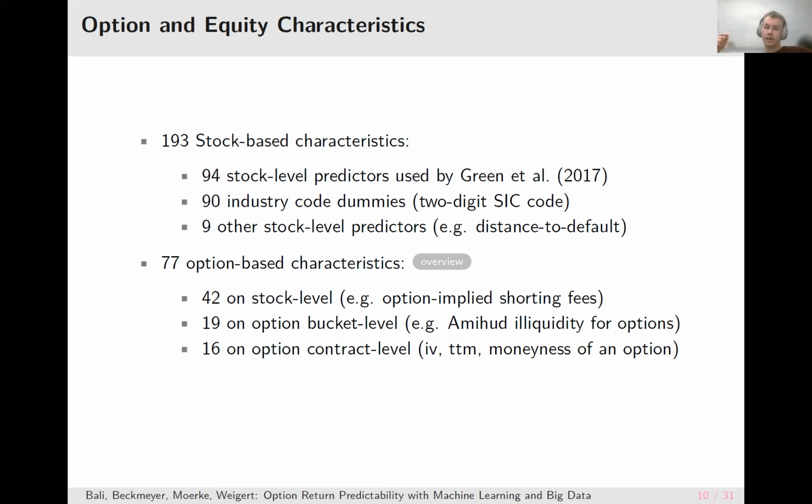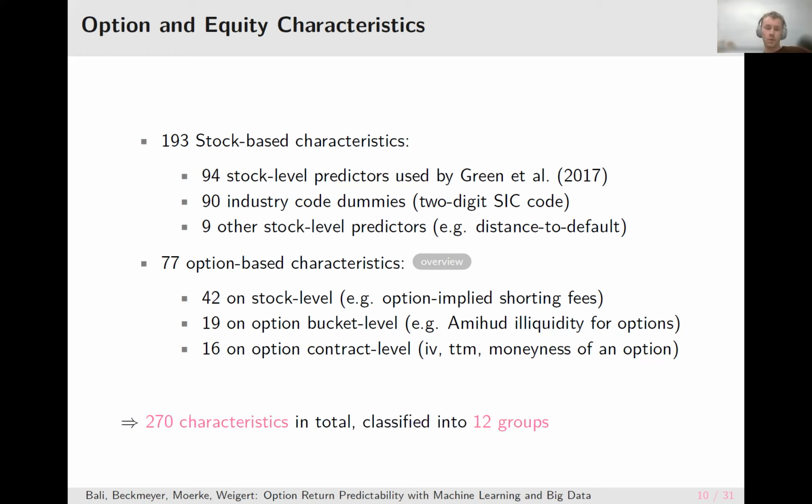19 operate on the option bucket level, for example, illiquidity measures or volume measures, right? Because we need a time series for these. So we assume that within a bucket of a given underlying, these characteristics are fixed over time so that we can actually measure these illiquidity measures. And then we also have 16 option contract level characteristics, for example, the implied volatility, the time to maturity, or the moneyness.